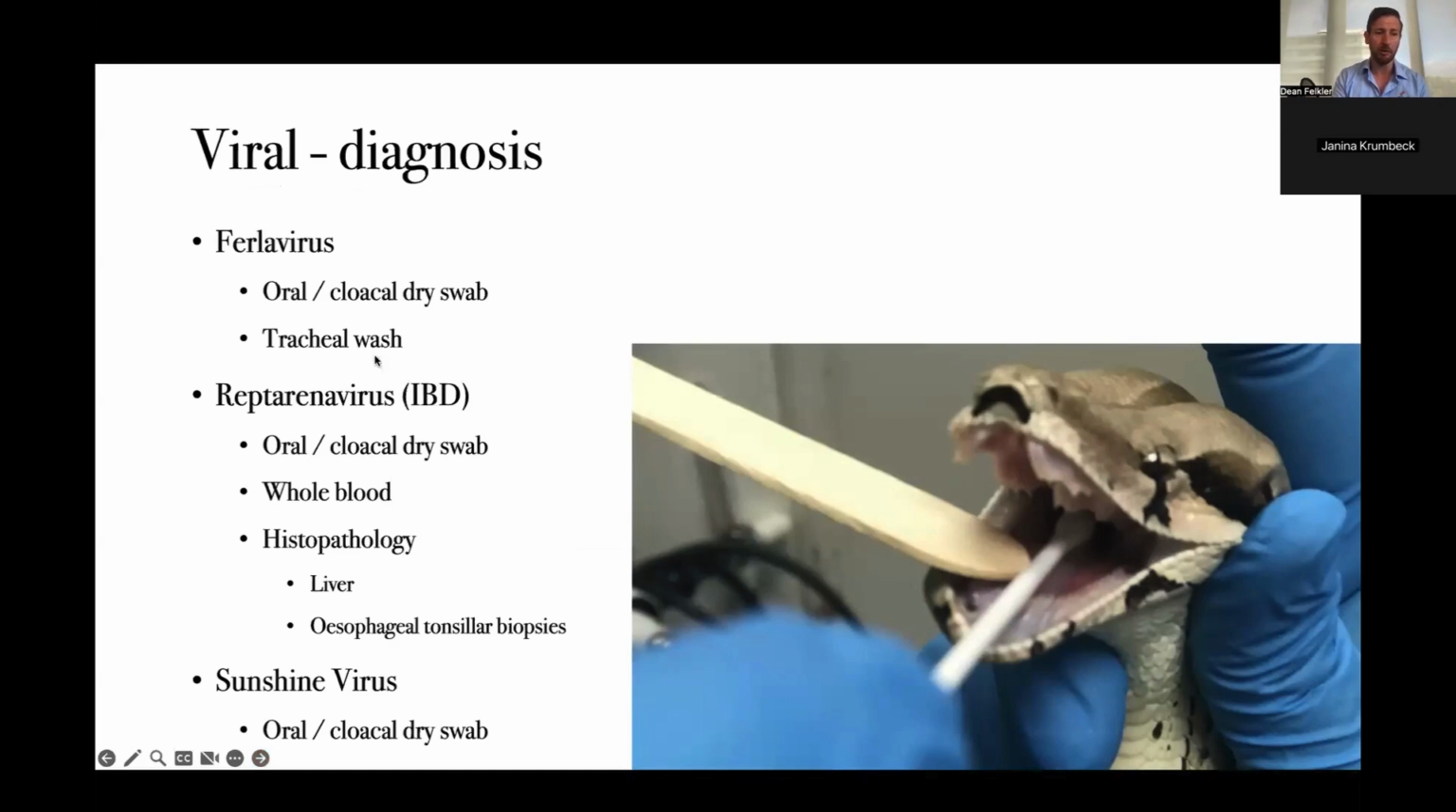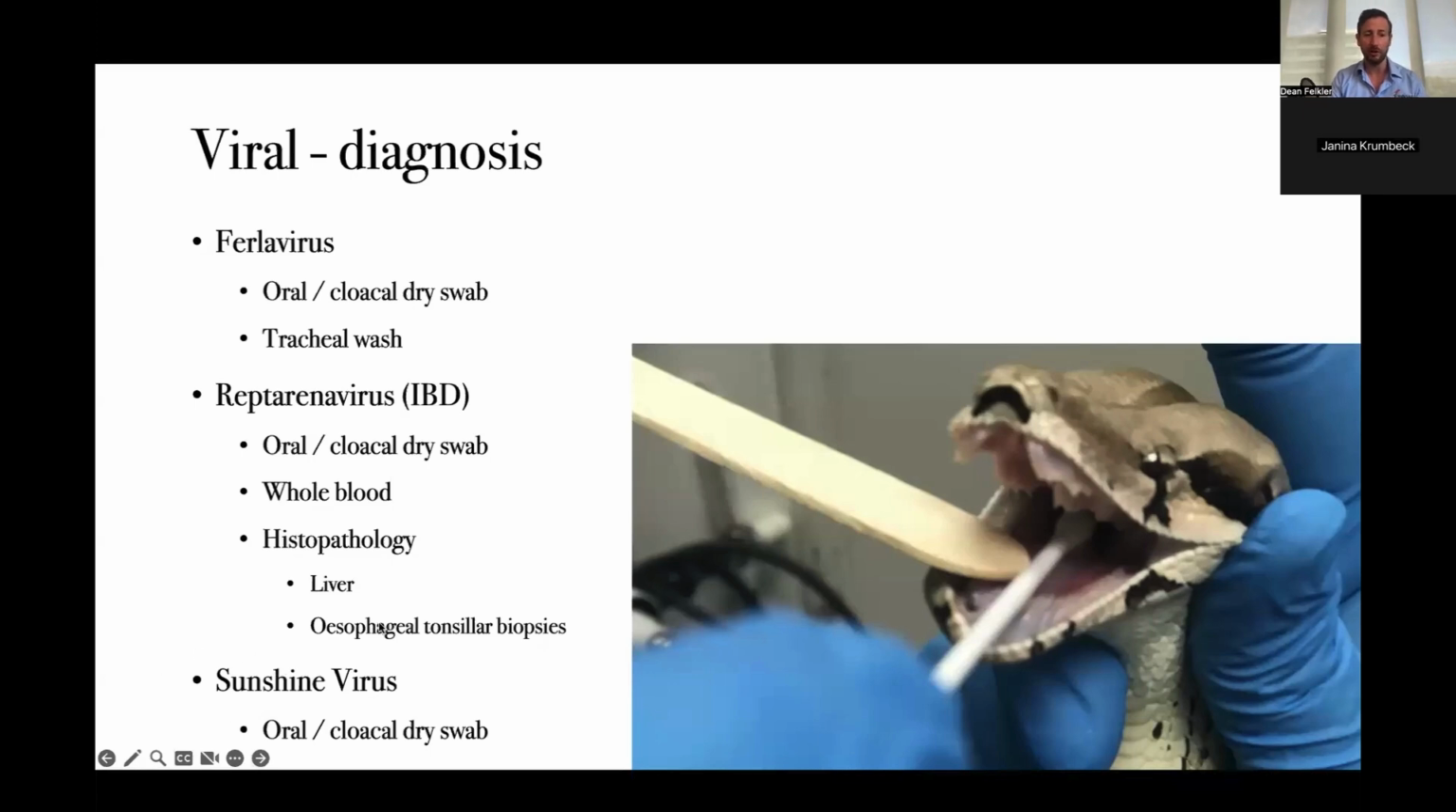And then we've got arenavirus or inclusion body disease, now better termed reptorinavirus. And again, oral and cloacal swabs run for PCR or very soon MiDOG next generation testing or sequencing. And you can also do whole blood. So I would actually run them both together just to give you as good a chance of diagnosing the virus as possible, because you can see inclusion bodies within the red blood cells. And ideally some histopathology as well. So targeting the esophageal tonsils is a nice site because the virus likes to hide there, or getting a liver biopsy. But ideally you want the esophageal tonsillar biopsies.